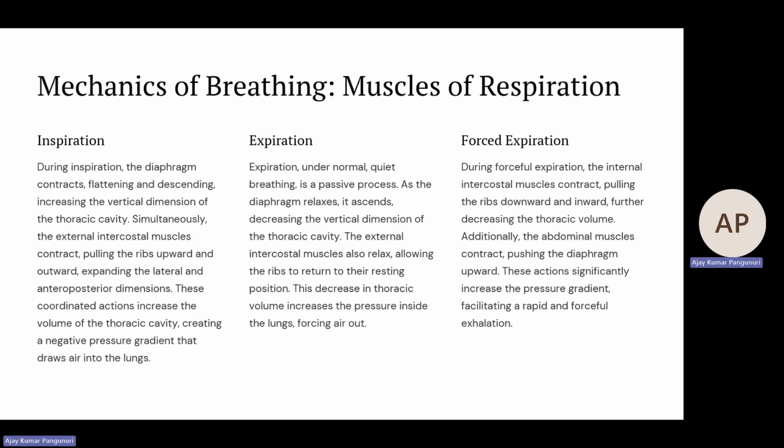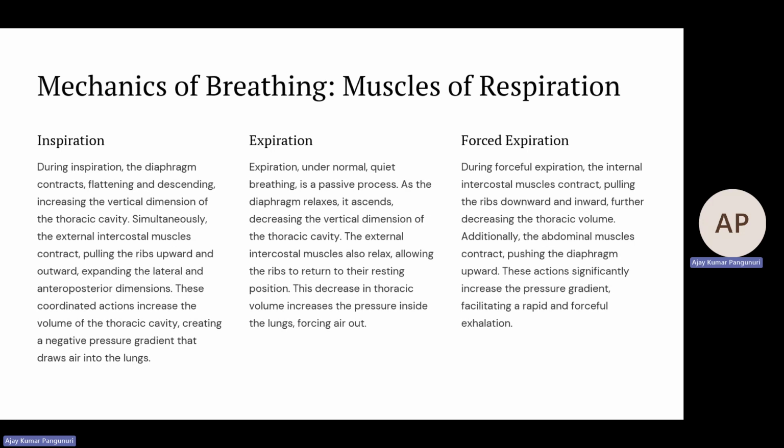Expiration. During normal quiet breathing, expiration is a passive process as the diaphragm relaxes. It ascends, decreasing the vertical dimension of the thoracic cavity. The external intercostal muscles also relax, allowing the ribs to return to their resting position. This decreases the thoracic volume, increases the pressure inside the lungs, forcing out the air.